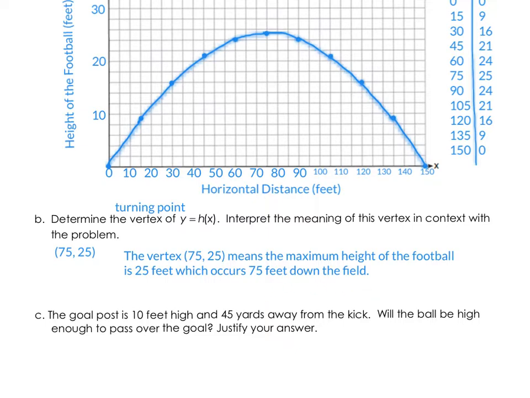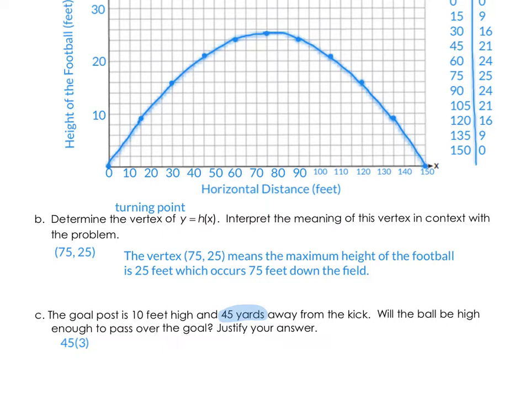The next question says the goalpost is 10 feet high and 45 yards away from the kick. And then it asks, will the ball be high enough to pass over the goalpost? And justify. Well, there's an important piece here. They're talking about the goalpost being 10 feet high, so that tells me it's happening at a height that's 10. But then they talk about 45 yards away from the kick. So where it's first kicked over here, it is 45 yards. But this is in feet. So before I can even answer this question, I need to figure out, well, how many feet is that? So we need to change the 45 yards into feet.